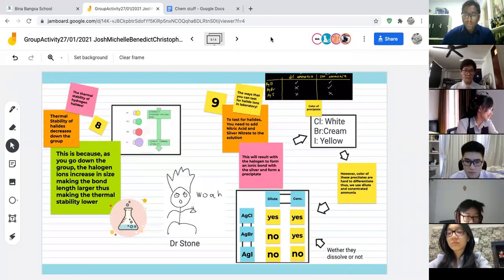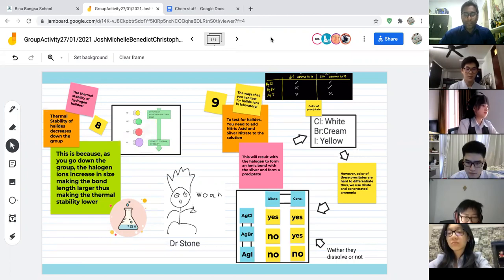Now, considering the thermostability of the hydrogen halides, it decreases down the group. This is because as you go down the group, the halogen ions increase in size, making the bond length larger, thus making the thermostability lower, as it is easy to separate the bonds.